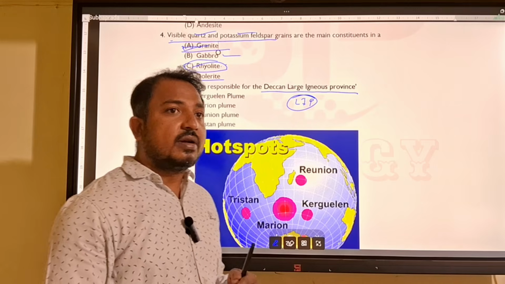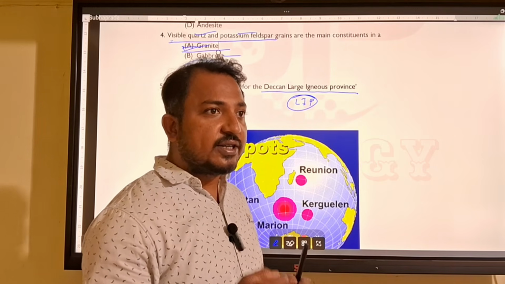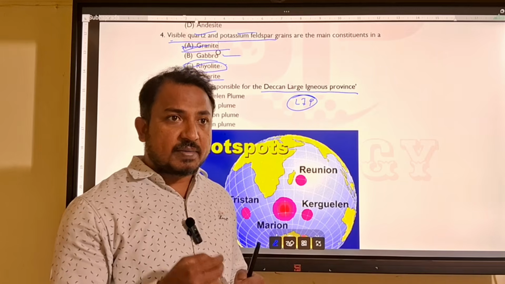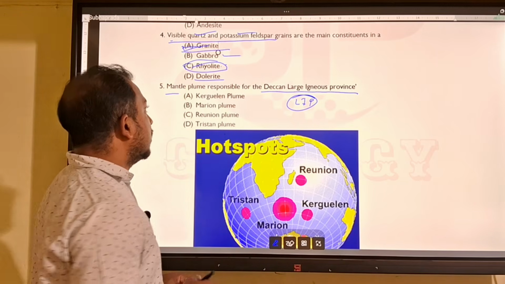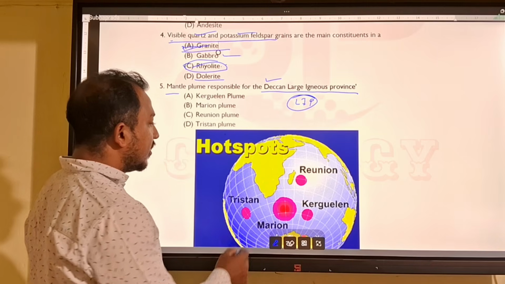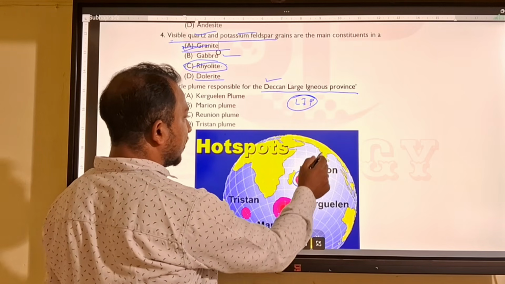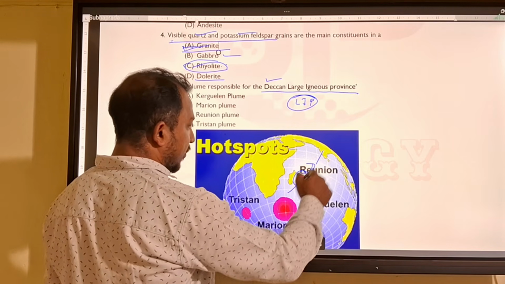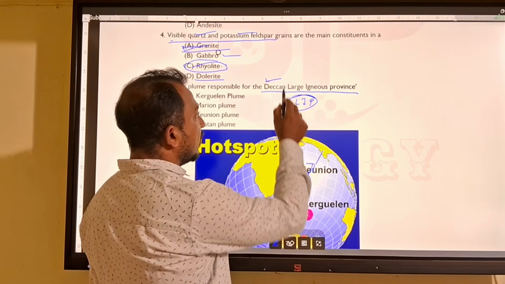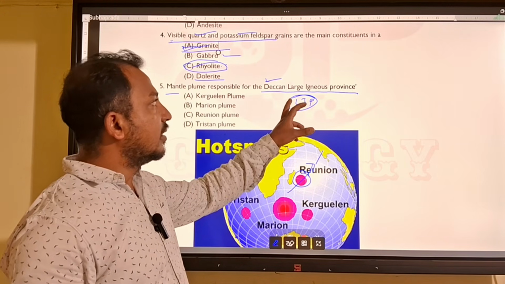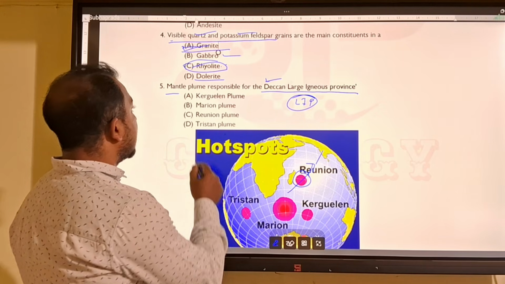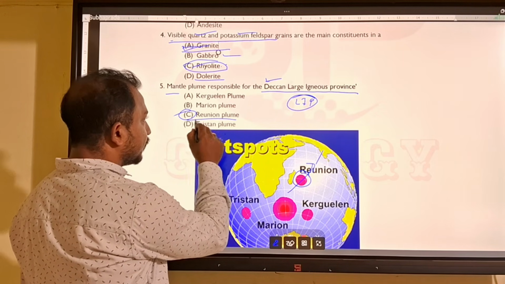But you also find volcanism within the plate, that is called intraplate volcanism, because of the presence of a hotspot or mantle plume. So our Deccan volcanism occurs because of this Reunion hotspot. When the Indian plate was moving over the Reunion hotspot, it produced a volcano, or you can say igneous province, that is called the Deccan igneous province. So answer will be Reunion plume.